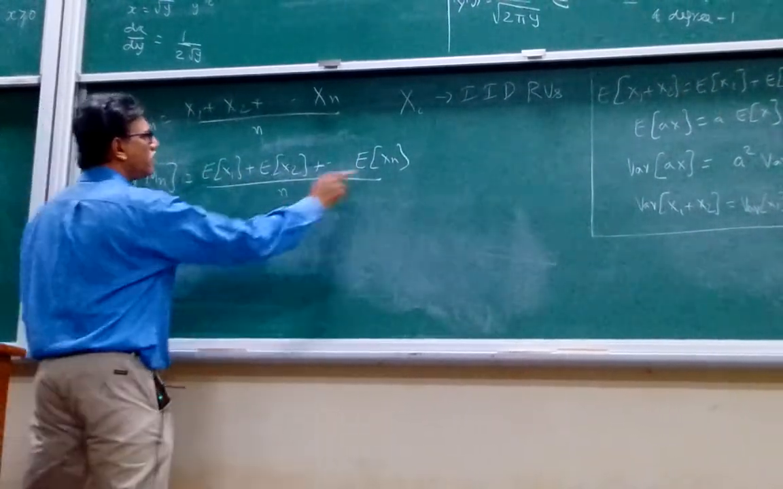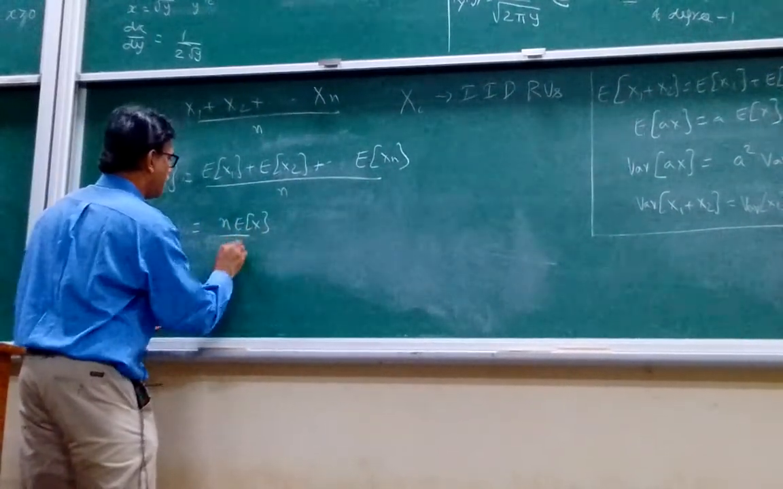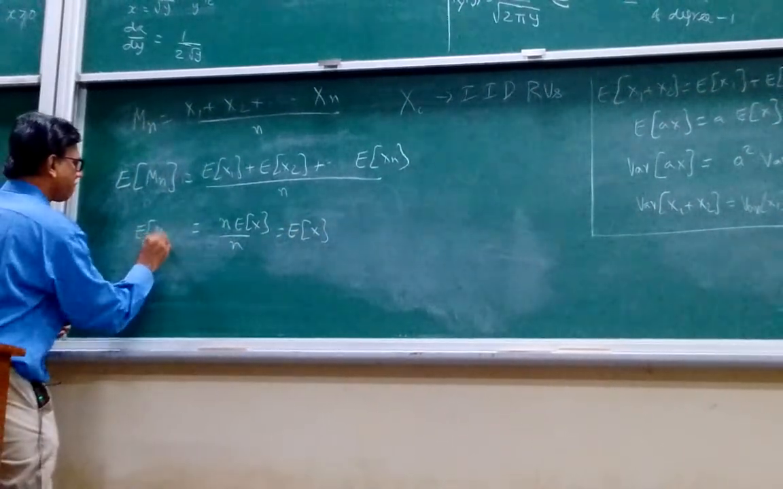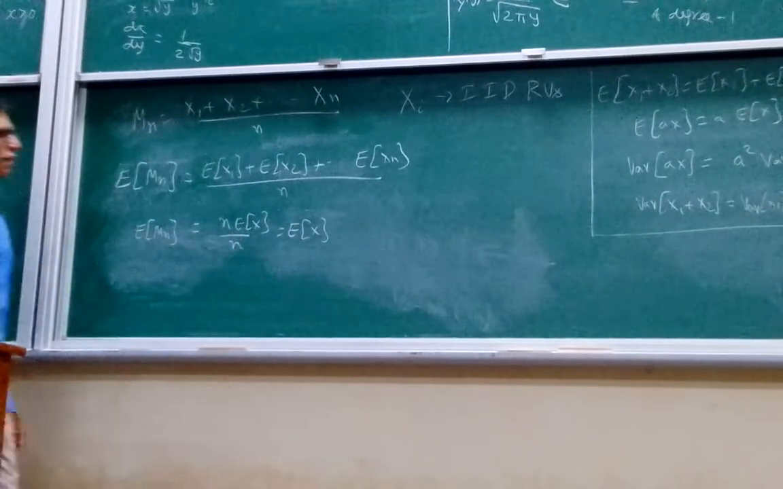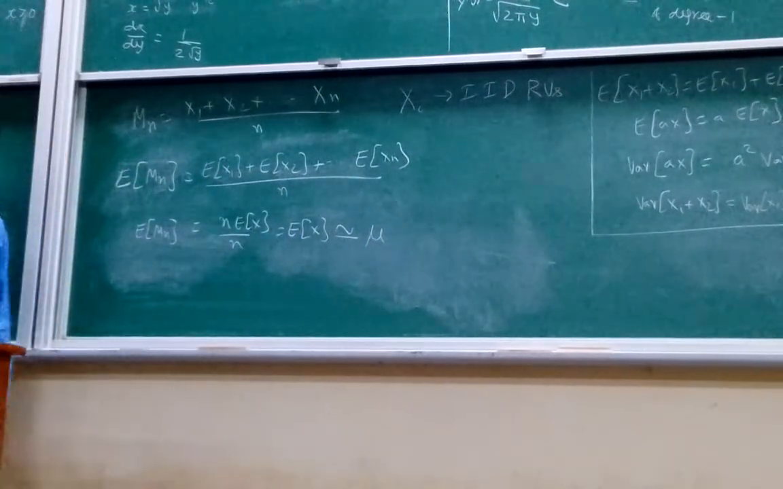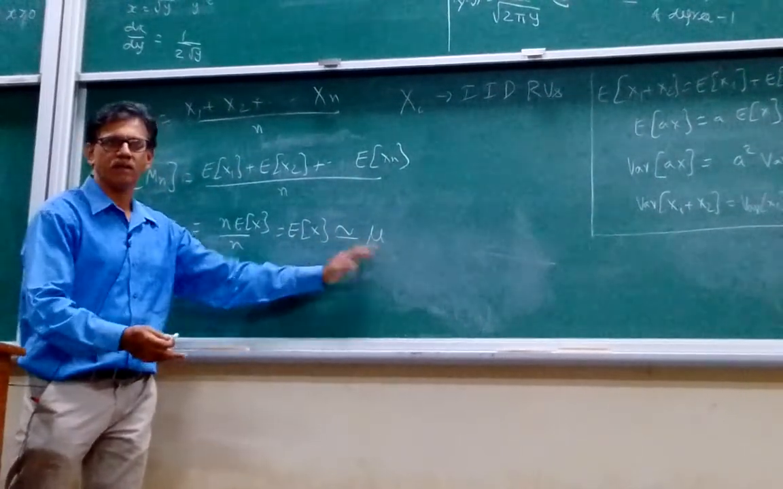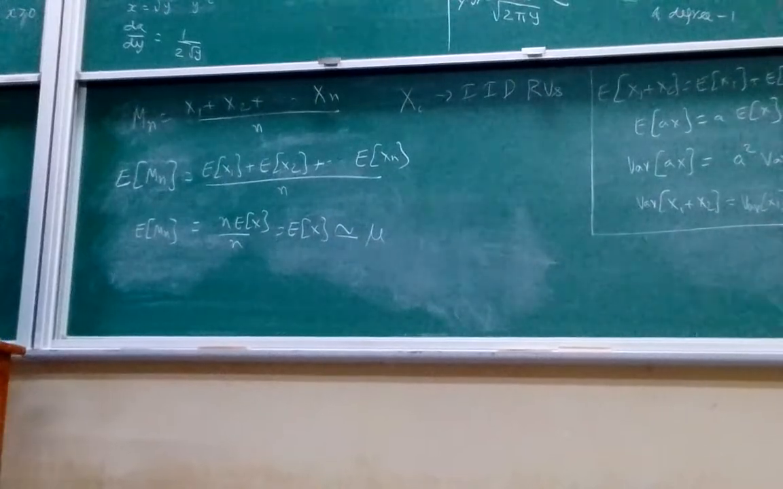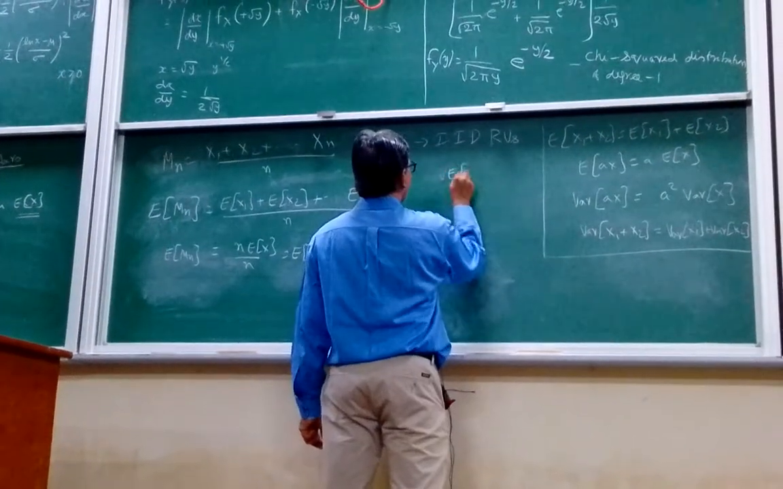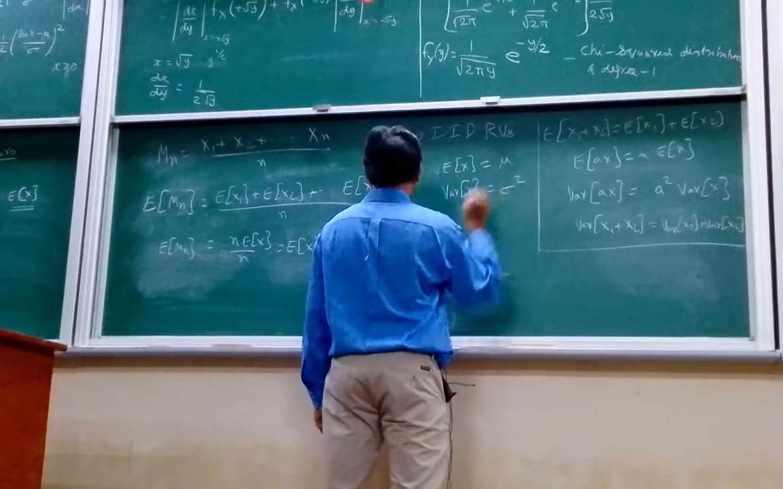Therefore, all of these will be the same. It is n times E of X by n, which is equal to E of X. Let me give a name for that, the usual conventional name, which is mu. I think you remember this symbol. It's the definition. So E of X we will denote as mu for convenience, and variance of X we will denote as sigma squared.